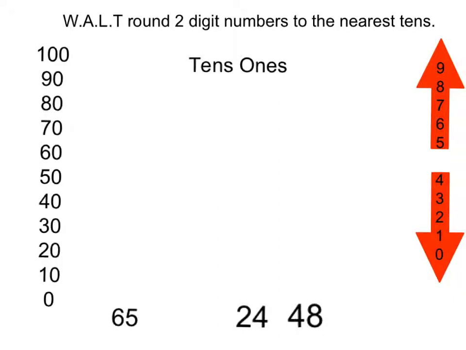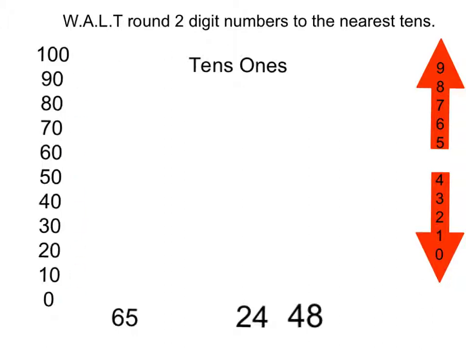Good morning, team. Today we're going to learn how to round two-digit numbers to the nearest 10. First thing we're going to look at is what does that actually mean. When we talk about to the nearest 10, we're talking about multiples of 10 or tidy numbers. And if you look down to the left-hand side of the screen, I have written down all of the multiples of 10 or tidy numbers to 100.